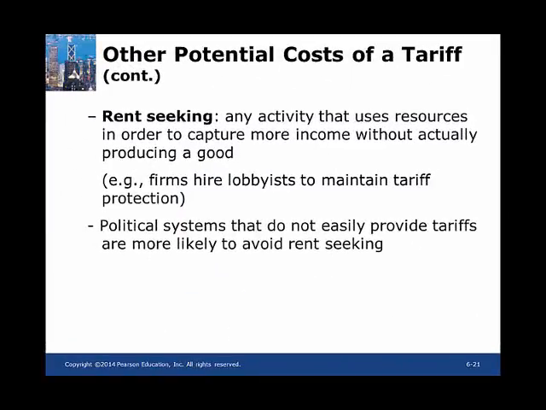Other potential costs of a tariff. Rent seeking. Any activity that uses resources in order to capture more income without actually producing a good. For example, firms hire lobbyists to maintain tariff protection. Political systems that do not easily provide tariffs are more likely to avoid rent seeking.